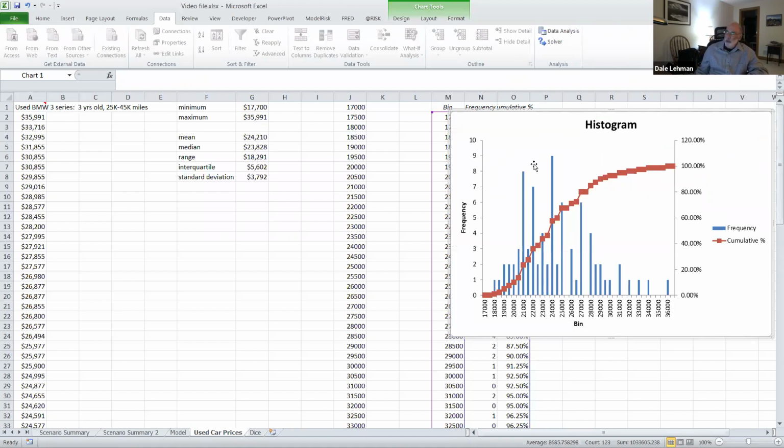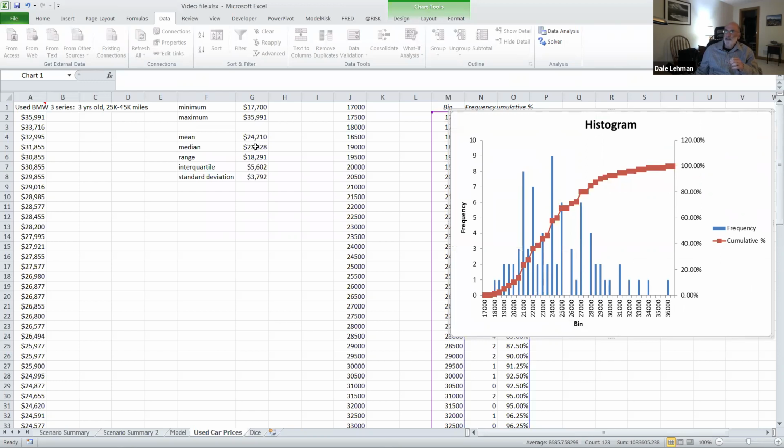Now you see the blue bars, my histogram. It doesn't quite look as neat as it did for the dice. You can see that it's not a symmetric distribution. It seems to be a little skewed. This is what's known as a positive skew. Most of the values are actually below the average.